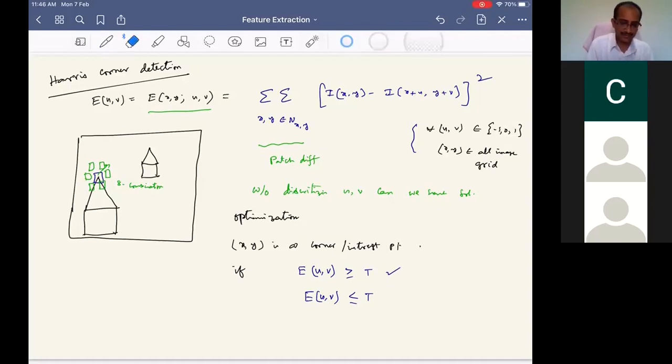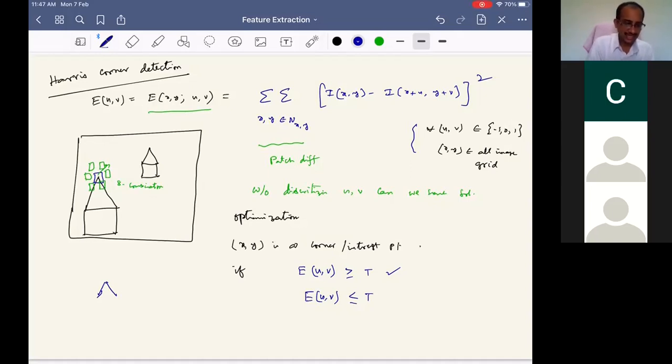For which u, v? That means for which shift do you want the threshold to be greater? (u, v) belongs to minus 1, comma 1. Okay, minus 1, comma 1 is fine, but I am asking, is it for a particular u, comma v?